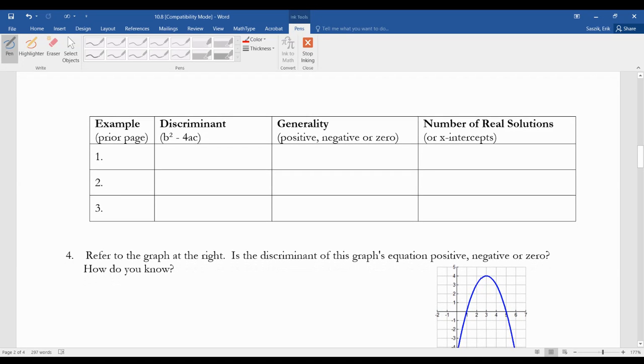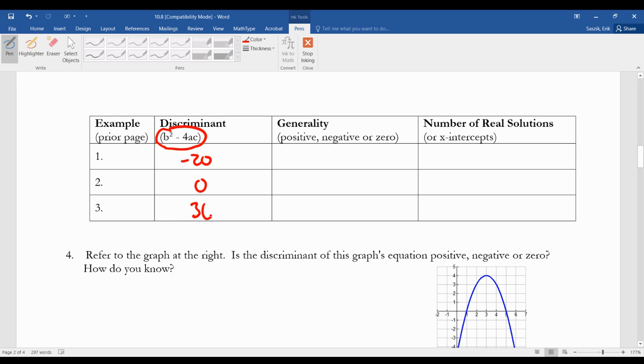So, that thing that's underneath the square root, remember, it was the b squared minus 4ac. That's what was underneath the square root. And that's something we call the discriminant. In our example on the previous page, it came out to negative 20. And in example 1, 2 came out to 0. This one came out to 36. But you see, if that discriminant's negative, it doesn't have to be negative 20. It could be negative anything. The number of x-intercepts you're going to have is 0.